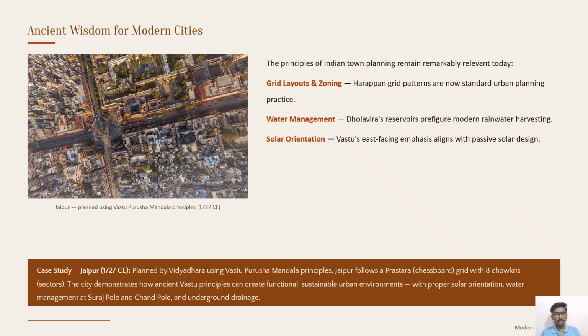And the case study of Jaipur, 1727 CE, planned by Vidyadhar Bhattacharya using Vastu Purusha Mandala principles. Jaipur follows a Prastara chessboard grid with 9 chokri sectors. The city demonstrated how ancient Vastu principles can create functional, sustainable urban environments with proper solar orientation, water management, Suraj Pol and Chand Pol gates, and underground drainage.